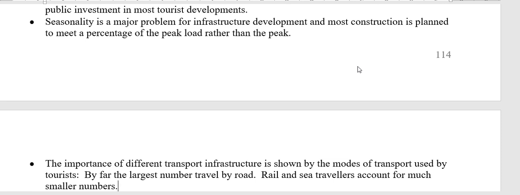So when we invest in this infrastructure, when we develop the infrastructure, it is important that the construction of the infrastructure is planned to meet the percentage of the peak. So it has to be finished, in other words, by the time that it is the peak season. So we have to make sure that we provide before the people actually come.